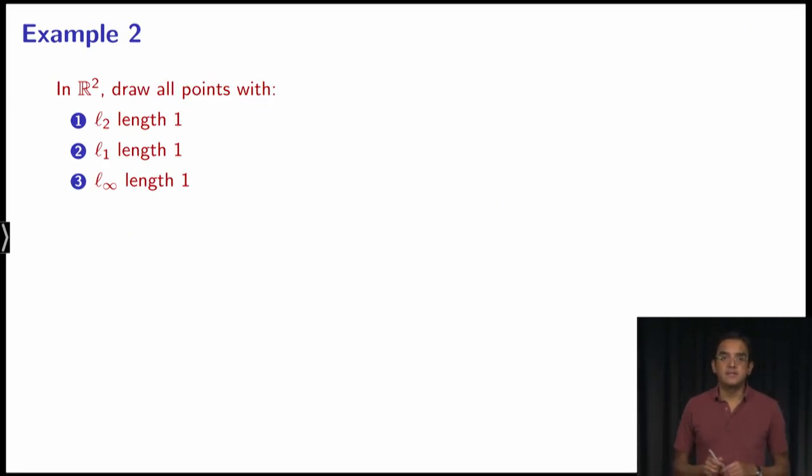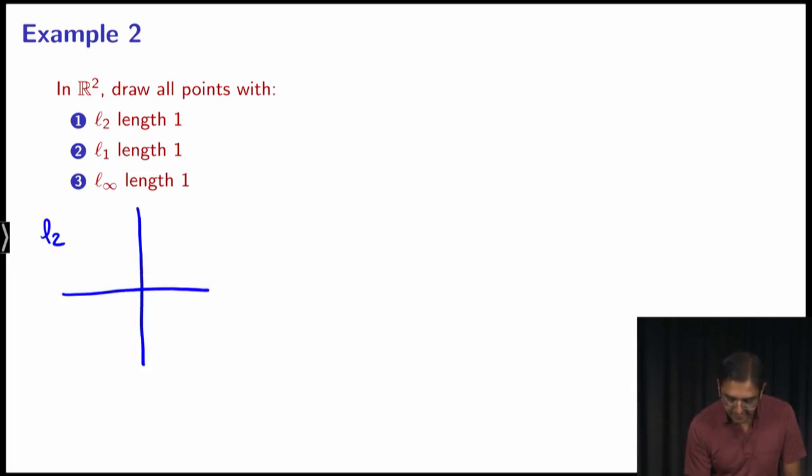Let's look at another example. Now we're in R2, which is the plane, and we want to draw all points whose L2 length is 1. That's something that you might be familiar with. That's just a circle, every point whose length is 1. So in the L2 case, we have the unit circle. This point is 1, that point is 1.